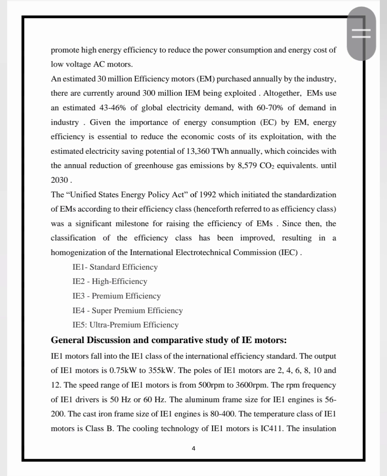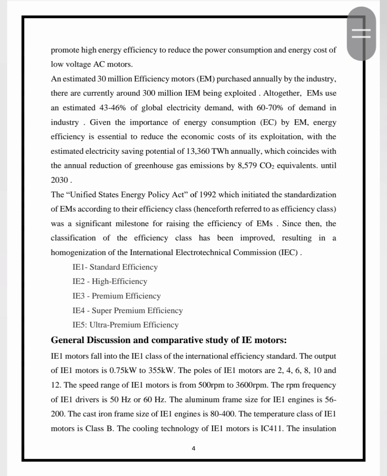An estimated 30 million efficiency motors are purchased annually by the industry. There are currently around 300 million international efficiency motors in operation. Altogether, international efficiency motors use an estimated 43 to 46% of global electricity demand, with 60 to 70% of demand in industry.